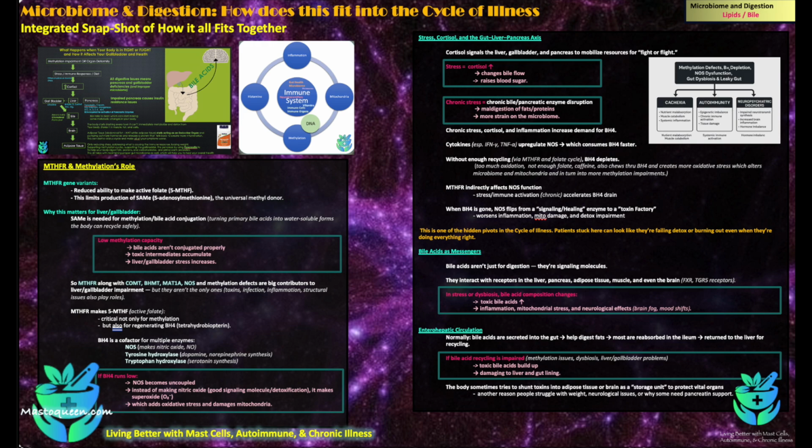So stuff like ammonia is going to build up in your system. And this is also going to cause a lot of neurological, brain fog type symptoms. This is one of those hidden pivots in the cycle of illness. Patients stuck here can look like they're failing detox or burning out, even when they're doing everything right. Part of this is that cachexia, but at the same time, that whole stress response keeps you stuck.